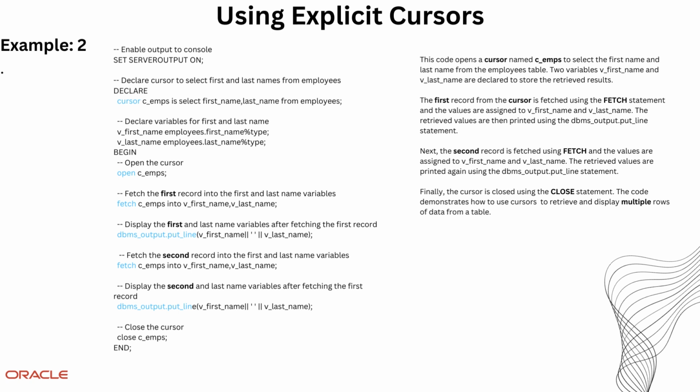dbms_output.put_line statement. Next, the second record is fetched using fetch and the values are assigned to v_first_name and v_last_name. The retrieved values are printed again using the dbms_output.put_line statement. Finally, the cursor is closed using the close statement. The code demonstrates how to use cursors in Oracle to retrieve and display multiple rows of data from a table.